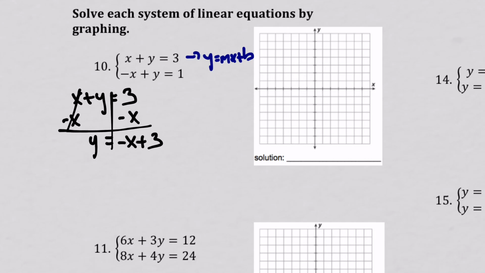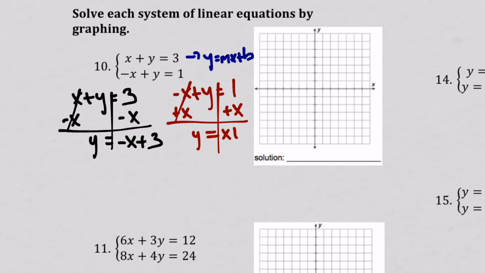Do the same thing to the other equation. Negative x plus y equals 1. Here, I need to isolate the y also, so instead of subtracting x, I need to add the x because that would cancel it out. That would eliminate it. So I'm left with y equals x plus 1. And there are my two equations, and now I can go ahead and graph them.